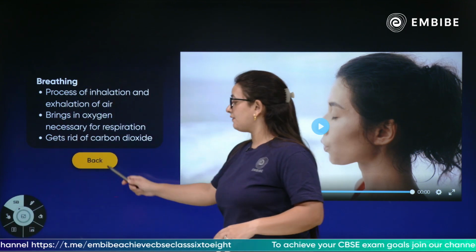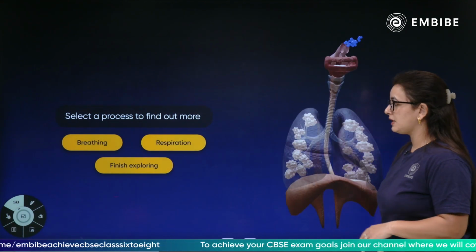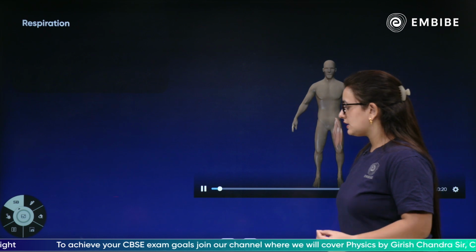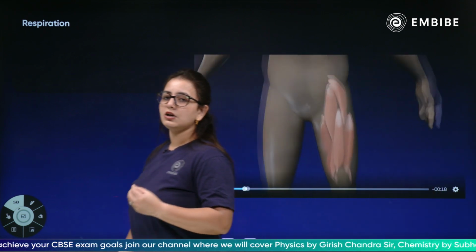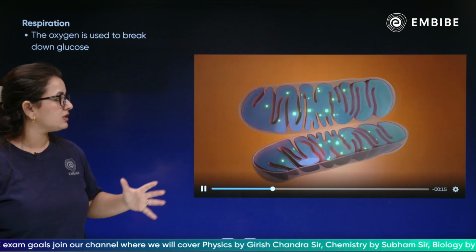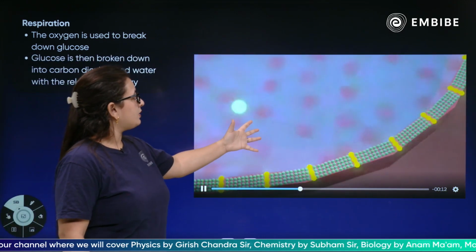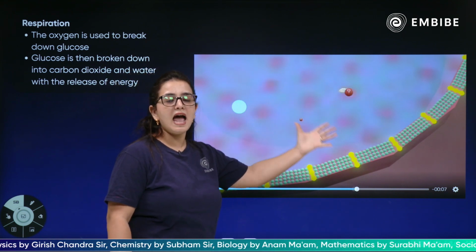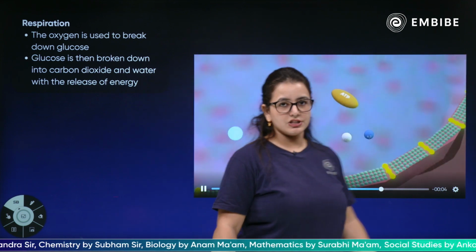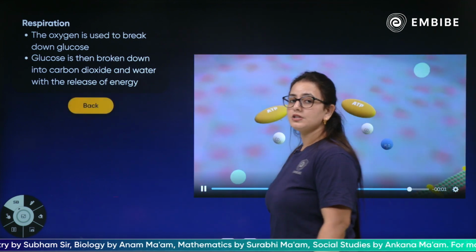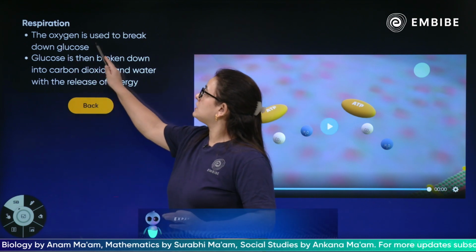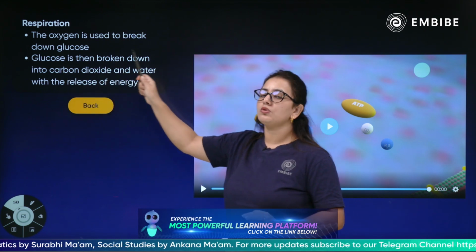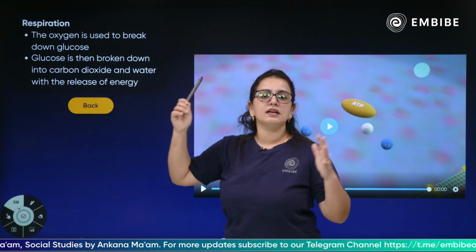Let's see what happens in the respiration process. Children, respiration is a process in which your body undergoes cellular respiration inside the cell. This is a mitochondria. The molecules will further break down in the presence of oxygen and it will release a certain amount of energy. Talking about respiration, the oxygen is used to break down the glucose molecule. The glucose is broken down into carbon dioxide, water and releases a certain amount of energy.